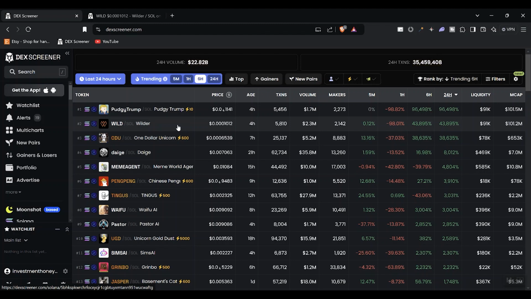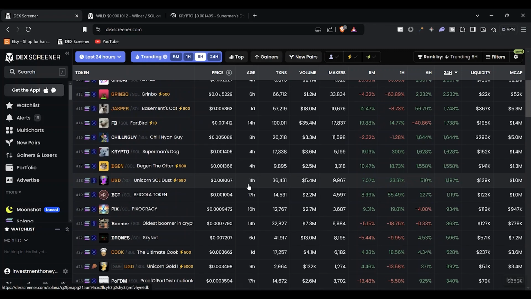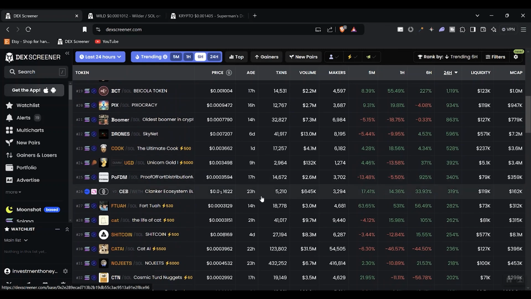I would personally, if it's me, want an earlier entry than that. So, and we're only going to take a look at a couple of these. This one's pretty high on the market cap. We'll take another one that's a bit lower. Let's see, Superman's dog. Okay, this is 1 million. And I'll tell you what, we'll take one that's under 1 million as well.